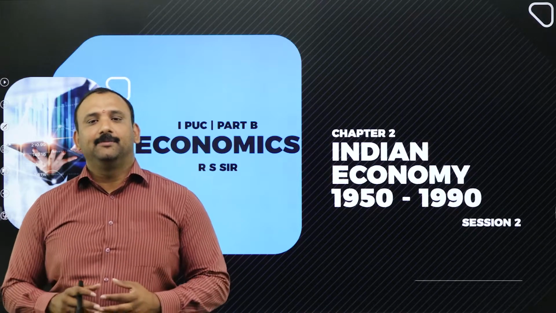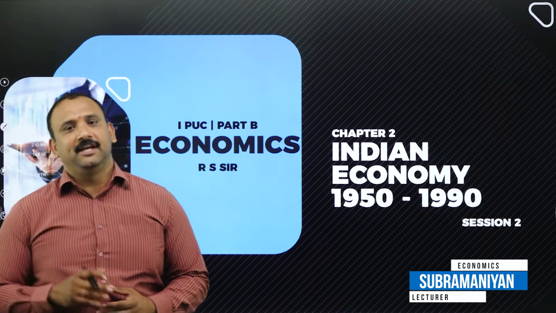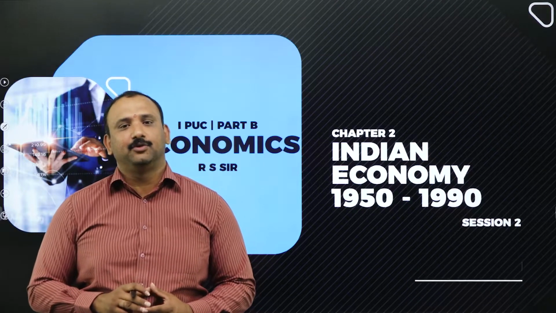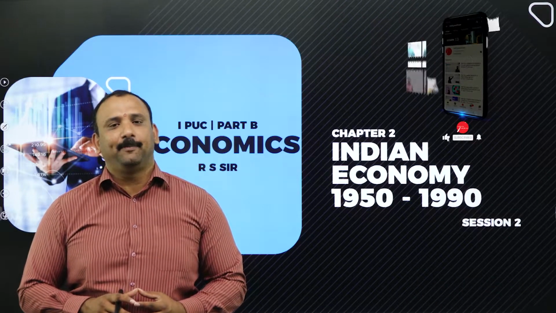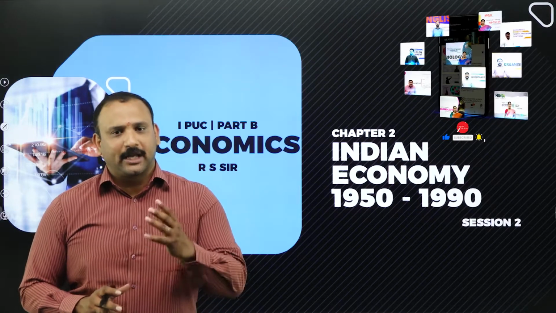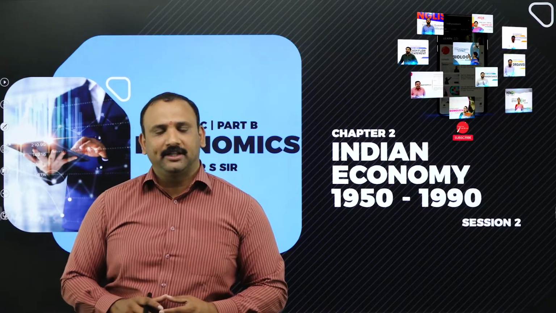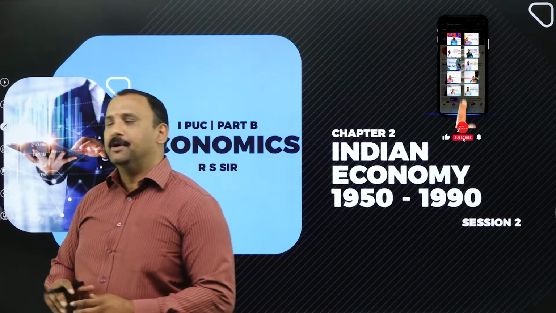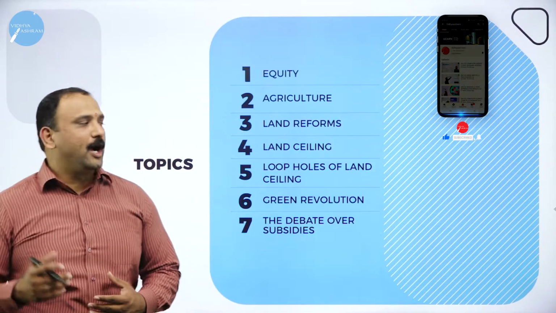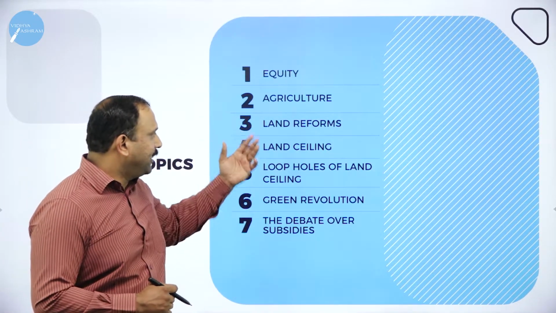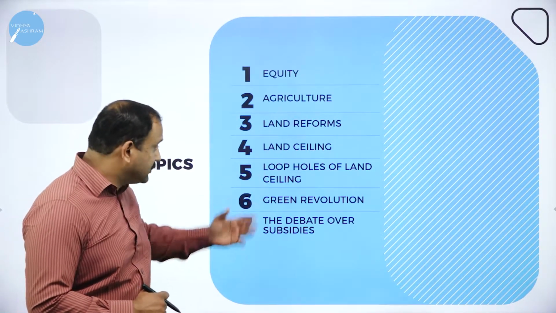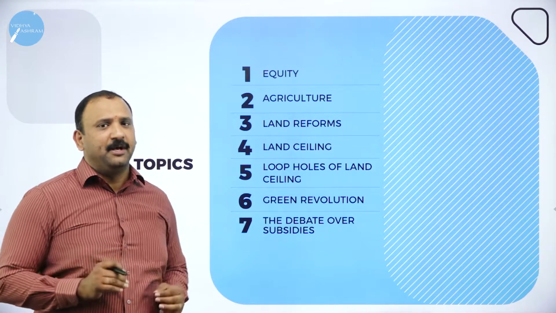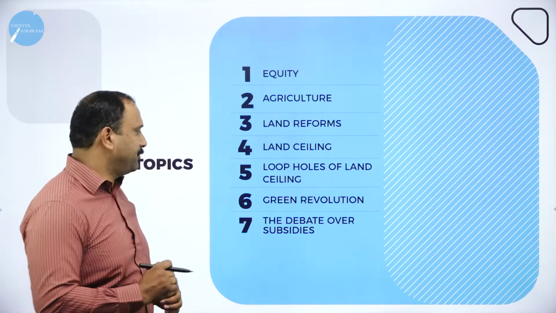Good morning and welcome to the second session of Indian economy from 1950 to 1990. Now we are going to see some very interesting topics in this session. So quickly moving forward, let us see what are the topics that we are going to cover. In this session, we are going to see about equity, agriculture, land reforms, land ceiling, the loopholes of land ceiling. So there were some irregularities or challenges that we are going to see.